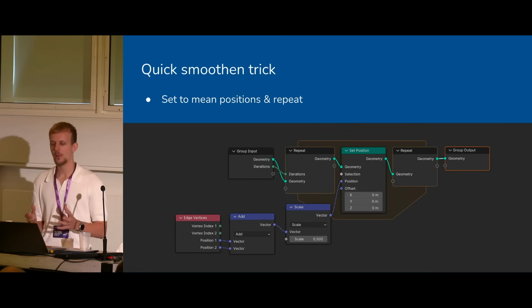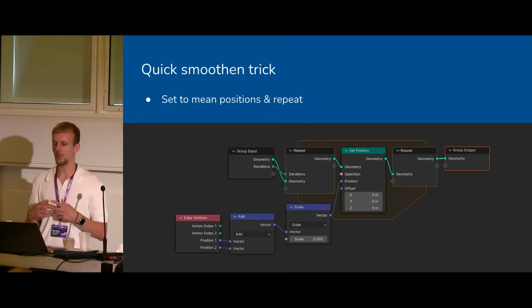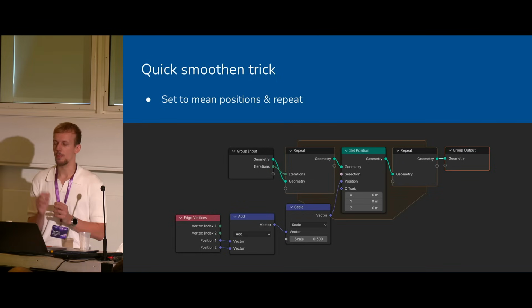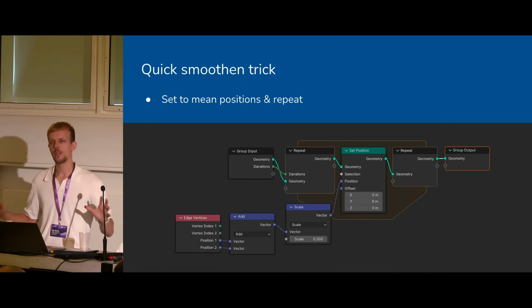Now, I do also have a little bit of a smoothing iteration going on here, which is just a simple repeat zone, where I set the position based on edge vertices, right? And then I add the position 1 and position 2 of these edge vertices, and I basically scale it by 0.5 or divide it by 2 to get that midpoint between the 2 points. And if we repeat that over and over again, we can smoothen out our mesh very beautifully.